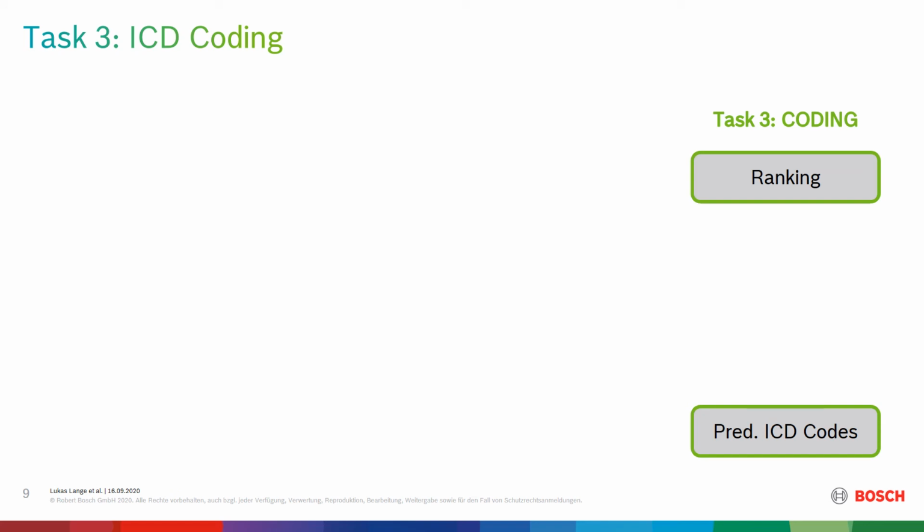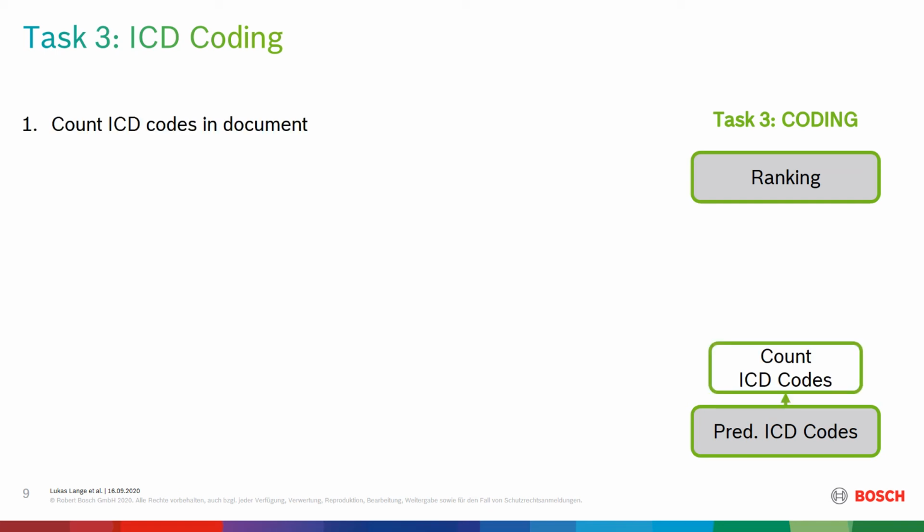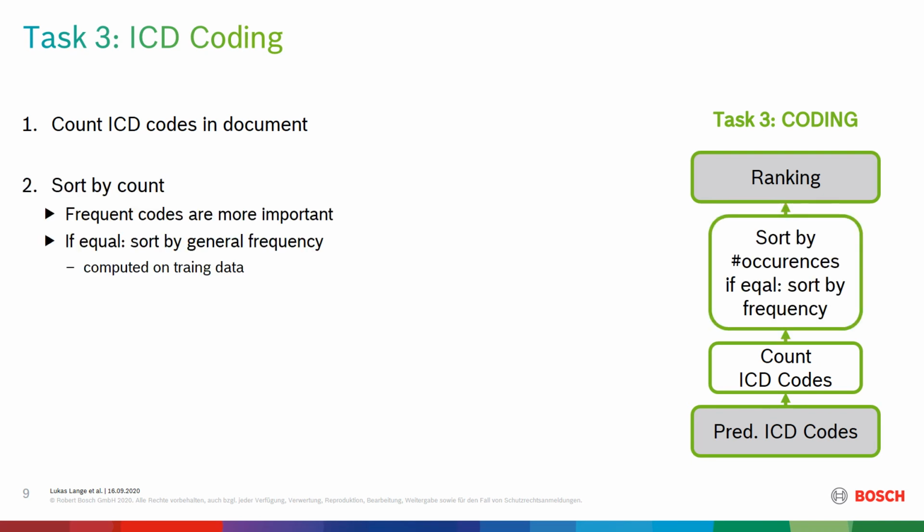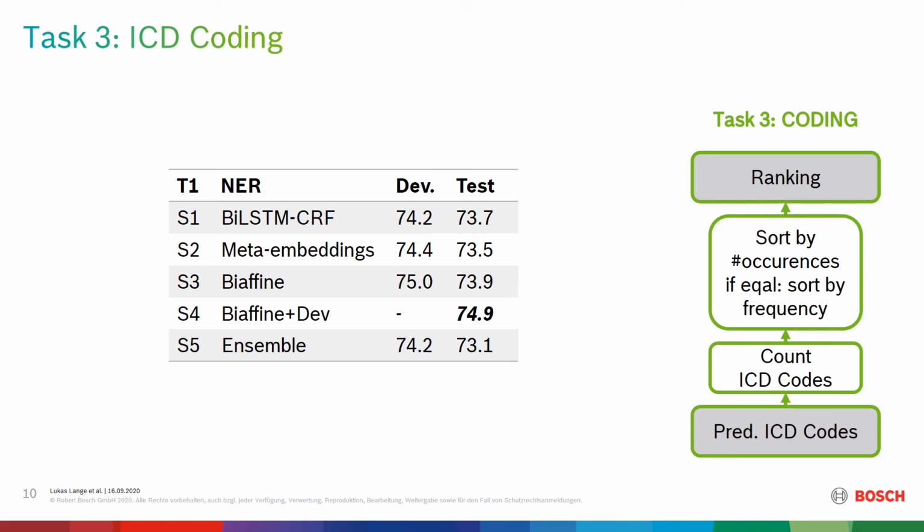We also submitted results for the last subtask, the ICD coding. Here we treat this as a ranking problem. We assume that ICD codes that appear more often within a document are more important for this particular document. So first we count all codes in the document, and then we rank them accordingly. Whenever two codes are mentioned equally often, we rank them by the general frequency, as observed in the complete training data. For this subtask, we see that the differences between our submissions are really small. But the training on the combined training and development set resulted at least in a small improvement.